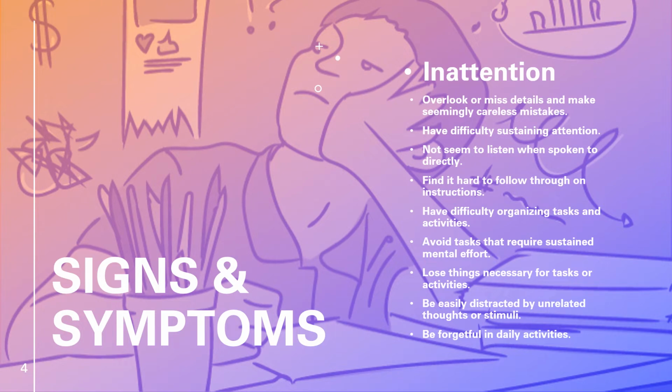Inattention refers to one's difficulty staying on task, sustaining focus, and staying organized, and these problems are not due to defiance or lack of comprehension. Inattentive symptoms present as overlooking or missing details and making seemingly careless mistakes in schoolwork, at work, or during other activities. Having difficulty sustaining attention during play or tasks such as conversations, lectures, or lengthy reading.